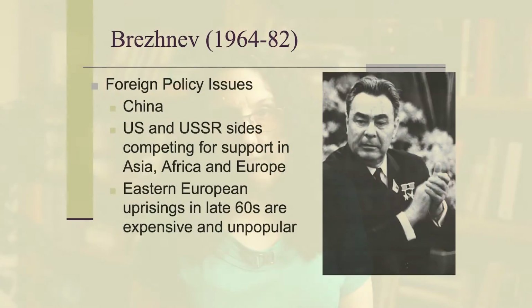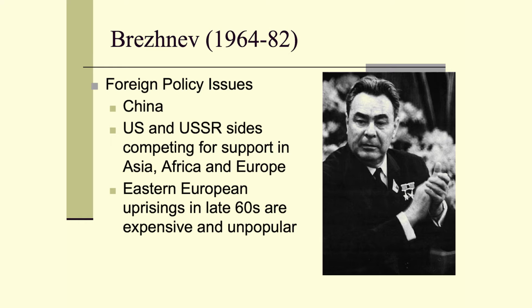So let's talk a little bit about Brezhnev. He's in power from the mid-60s to the early 80s. This whole period, basically, is the period of Brezhnev. So he's leading the Soviet Union. He's the Communist Party secretary. So let's talk about his foreign policy issues. If Russia's going to be successful in foreign policy, then what is he facing?